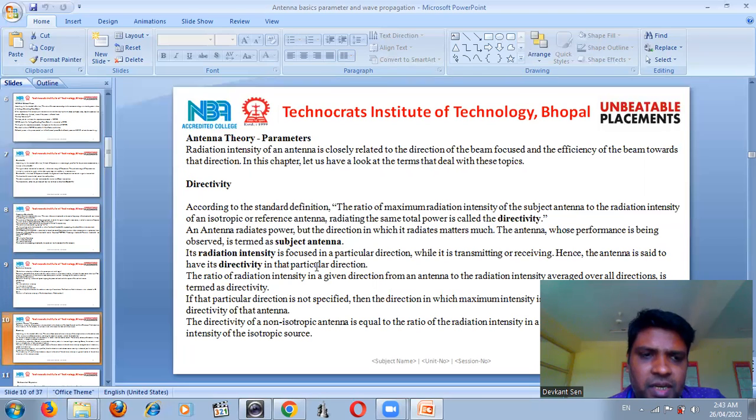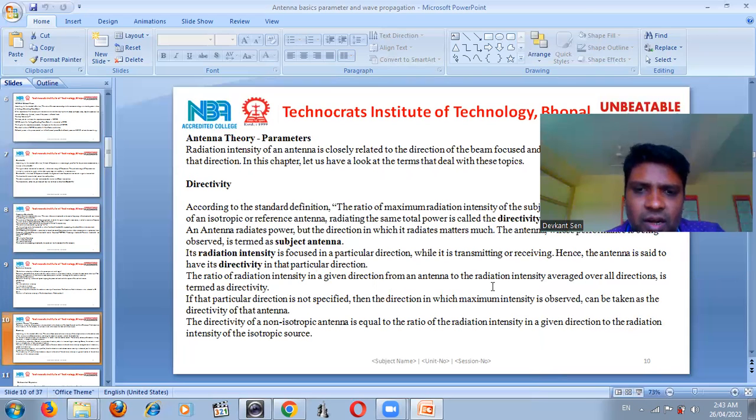The ratio of radiation intensity in a given direction from an antenna to the radiation intensity averaged over all directions is termed as the directivity. If that particular direction is not specified, then the direction in which maximum intensity is observed can be taken as the directivity of the antenna.